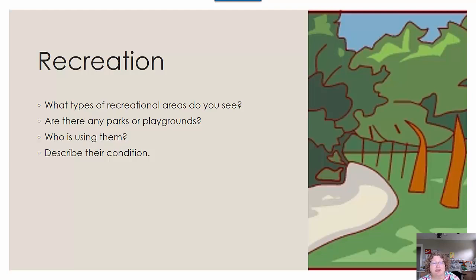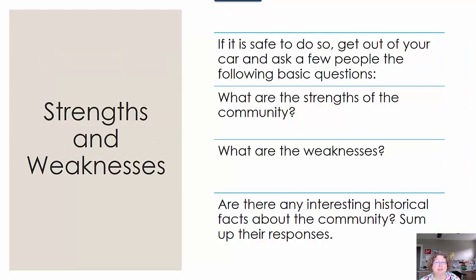What types of recreational areas do you see? Are there parks and playgrounds? Who's using them? What kind of condition are they in? Are they free? Do people have to pay for them? Are people actually using them? If it's safe to do so, get out of your car and ask people a few questions. Again, identify yourself and explain why you're asking questions.